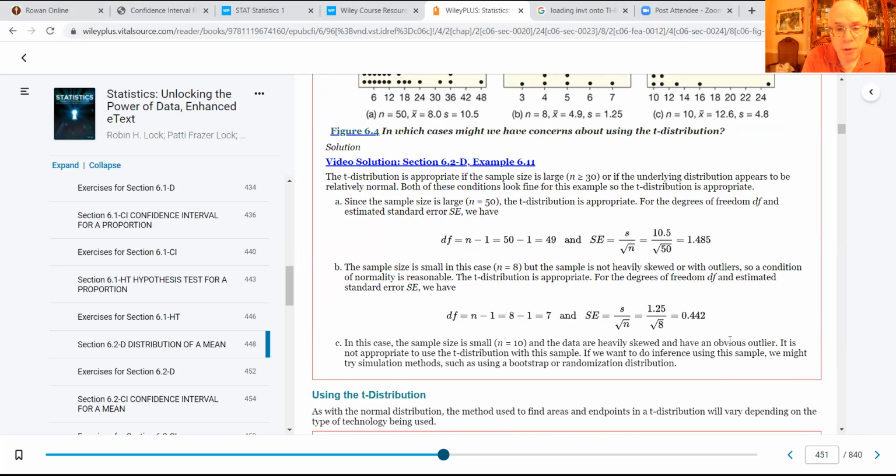Okay. And notice here, degrees of freedom, df, is the one parameter that we need to use when we use our t-distribution. And notice it's just simply the sample size minus 1. Right? So very easy to remember.